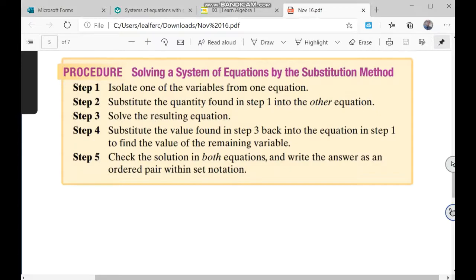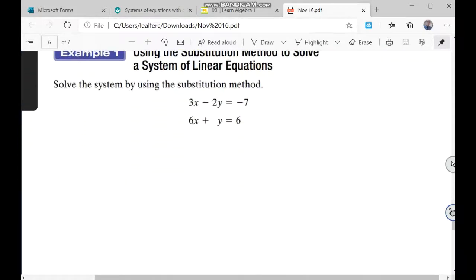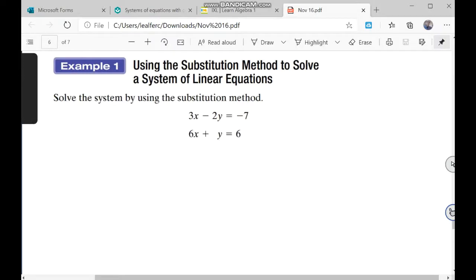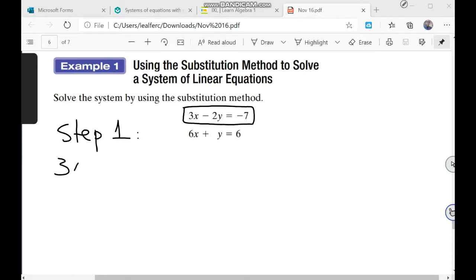Example. Let's check another example, and here I will work out only the first step. Step 1, only step 1. Solve the system by using the substitution method. So take the first equation, 3x minus 2y equals negative 7. Now you will isolate one of the variables. We're going to isolate y on the left hand side of the equation.